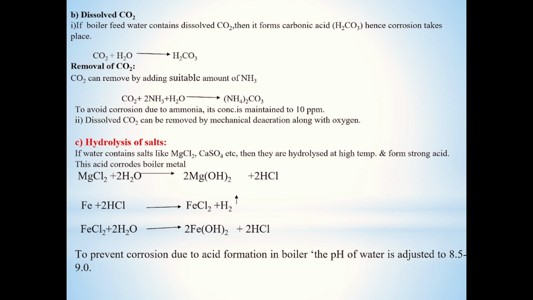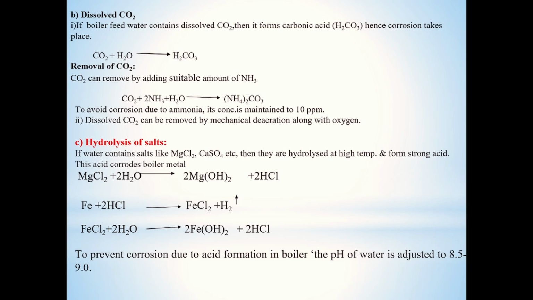Another reason for boiler corrosion is the hydrolysis of salts. If water contains salts like MgCl2, calcium sulfate, etc., then they are hydrolyzed at high temperature and form strong acid. And this acid formation causes boiler metal corrosion. So the reactions are given. MgCl2 undergoes hydrolysis to form Mg(OH)2, that is magnesium hydroxide, plus formation of HCl. Another is FeCl2 undergoes hydrolysis to form Fe(OH)2, that is ferrous hydroxide, and this Fe(OH)2 undergoes further oxidation to form rust.